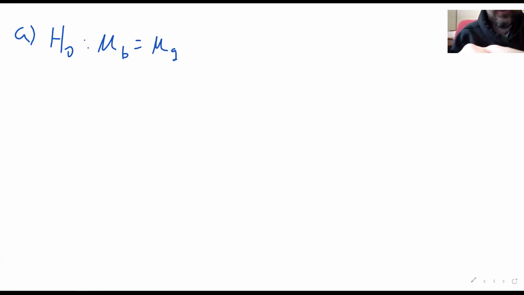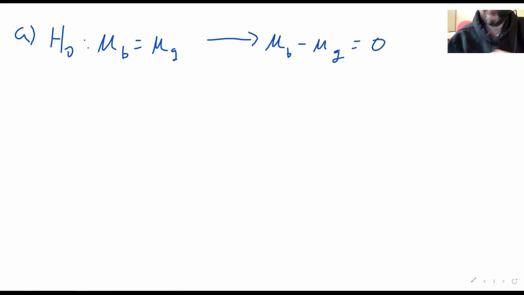Now we can certainly write this way as well. Mu sub b minus mu sub g equals 0. And you might say, well, why would I want to do that? The first one seems more intuitive, and it does. Writing it in this second way can sometimes make it easier to tell what your alternative hypothesis should be.